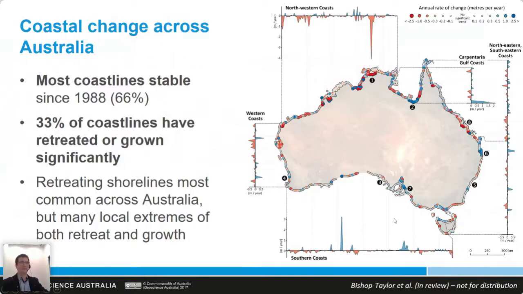So across these environments, you've got areas of very quick retreat, areas of incredibly quick growth. These are very complex systems that don't just change in one direction. So they're not all moving backwards or forwards. There's a lot of complexity in here. So I'm just going to show you a little run through of some of what this data looks like in a few different locations.